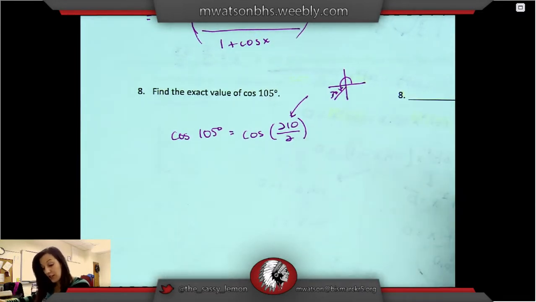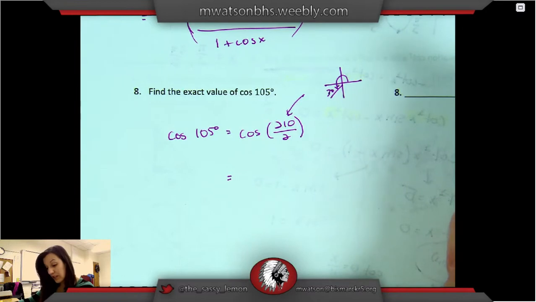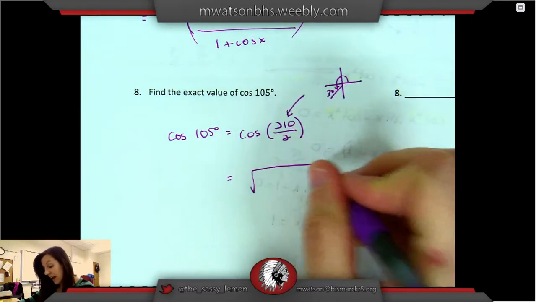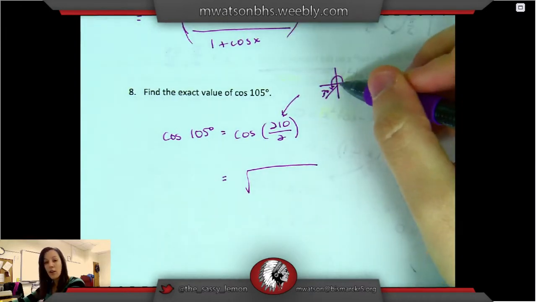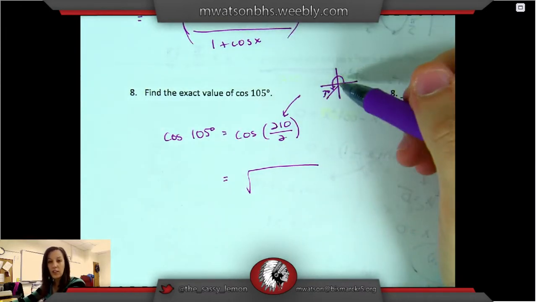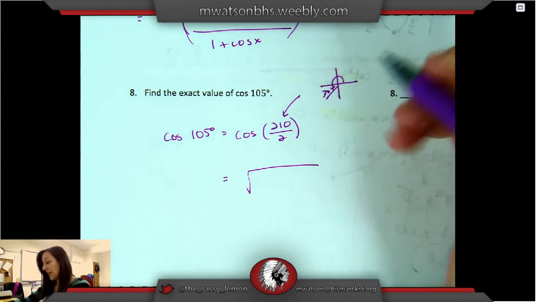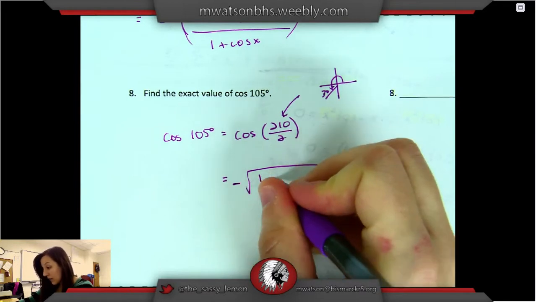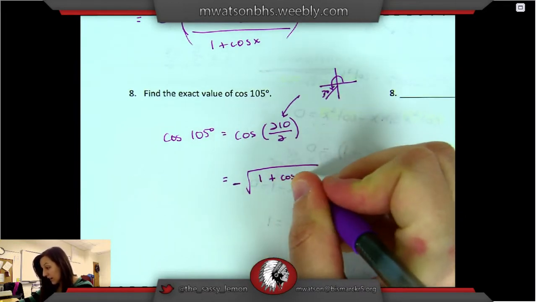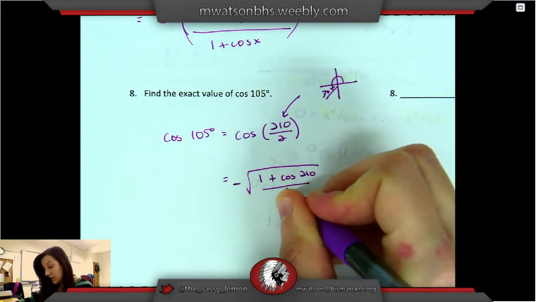So now we can use our formula. Our alpha is going to be 210. When we write it out, we have to decide, is it going to be positive or negative? So think about cosine in the third quadrant. All students take, so it's going to be negative. Let's put a negative sign out there. And then we're going to have 1 plus cosine of 210 over 2.